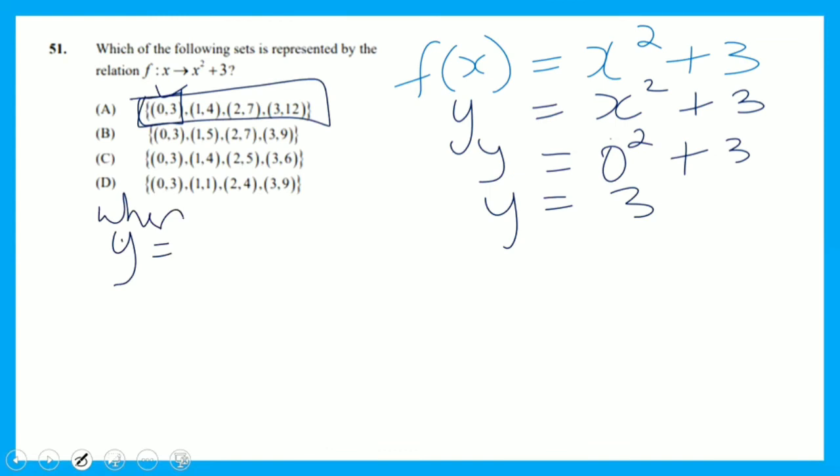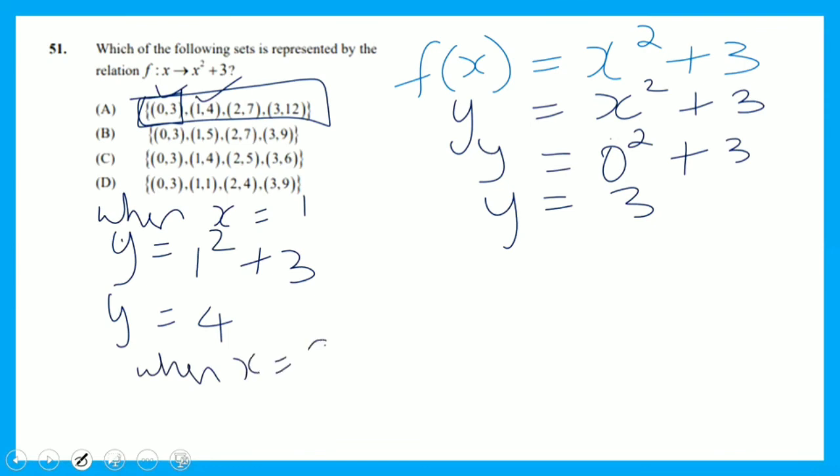And you can just put a little note. When x equals 1, y is going to be 1 squared plus 3 using the original formula. So y is going to be 4. Does that happen here? Yes. Continue testing values. When x is 2, y is going to be 2 squared plus 3. So y is going to be 7. Does that happen here? Yes. And it will also happen for 3, 12.